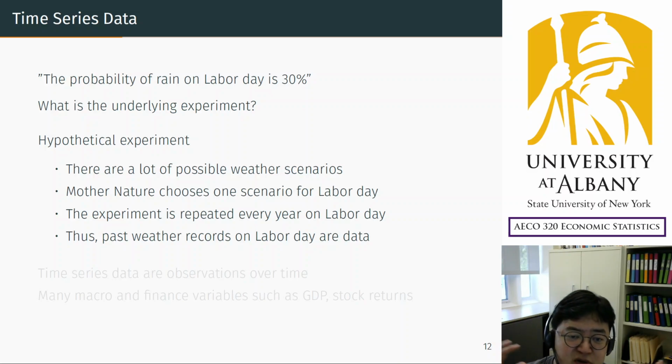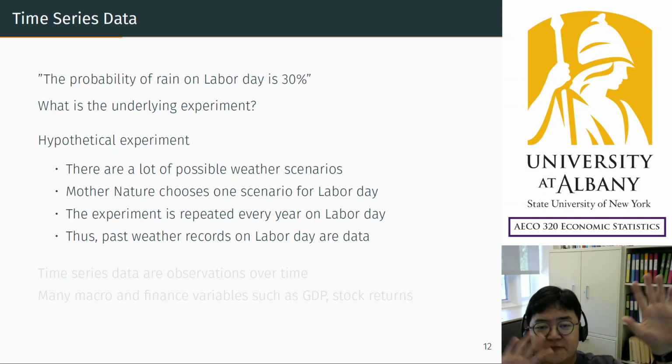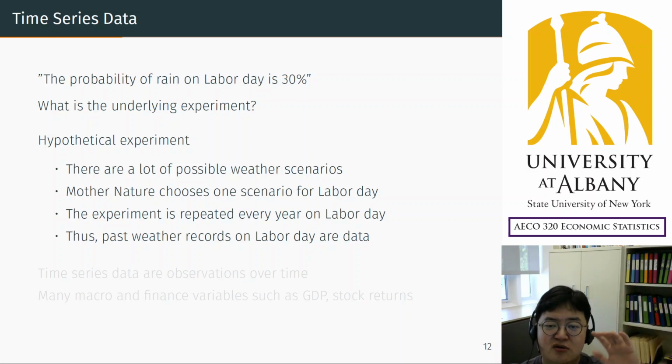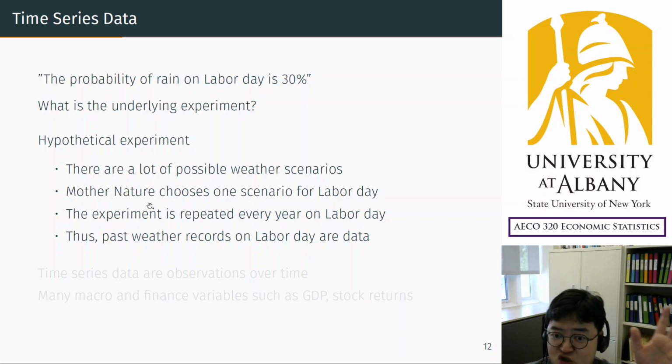Given those possible weather scenarios, given the situation, there are different scenarios, like how clouds move, things like that. And in our mind, like tossing a coin or throwing a dice, Mother Nature, someone, chooses one possible scenario for Labor Day, given the situation. So we will assume that the experiment is repeated every year on Labor Day.